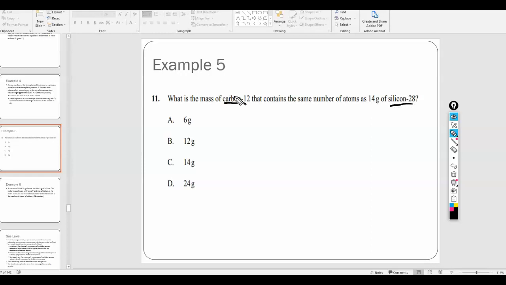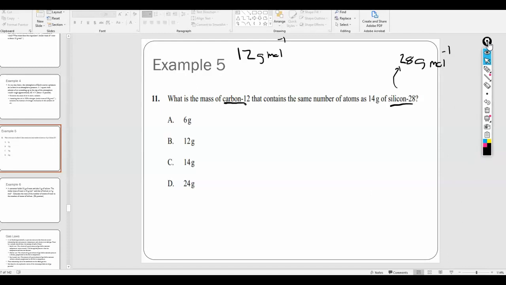But when it says carbon-12, you can assume, just for the sake of this problem, that carbon-12 has a molar mass of 12 grams per mole. And when it says silicon-28, you can assume that silicon-28 has a molar mass of about 28 grams per mole. It doesn't say that's the molar mass explicitly, but you can assume that in these types of problems. It's not technically true, but that's what the IB wants you to assume.